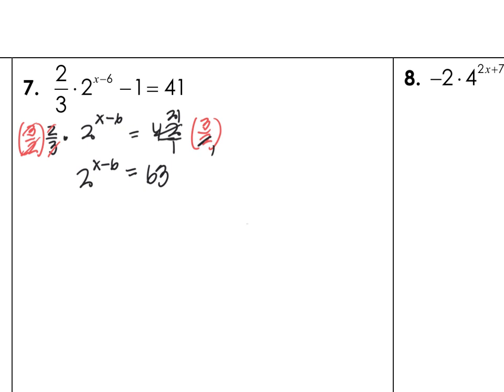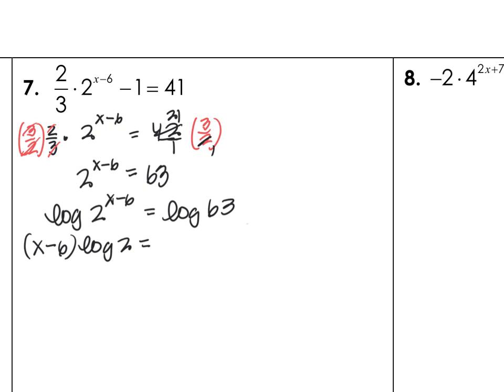All right, so now we have it where the thing is isolated, so we can now take the log of both sides. Bring the exponent down. Hopefully by now you're starting to see these procedures are the same in every one. To isolate the x, we can divide by log 2.